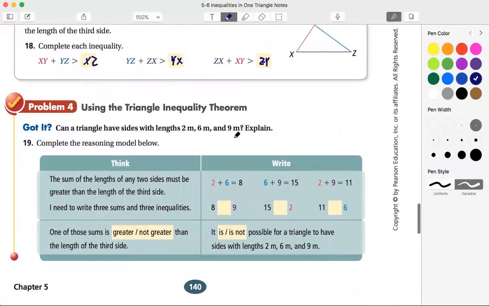Let's use that. Can a triangle have side lengths 2, 6, and 9? The sum of any two sides must be greater than the third. So 2 plus 6 equals 8. Is 8 less than 9? Okay, 6 plus 9 equals 15. 15 is greater than 2. 2 plus 9 equals 11. 11 is greater than 6. So one of the sums is not greater than the length of the third side. It is not possible for a triangle to have lengths 2, 6, and 9.